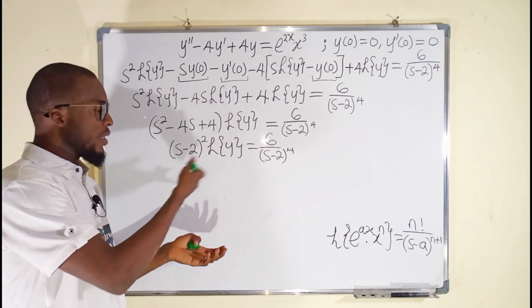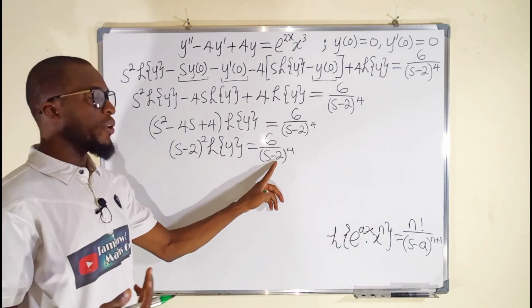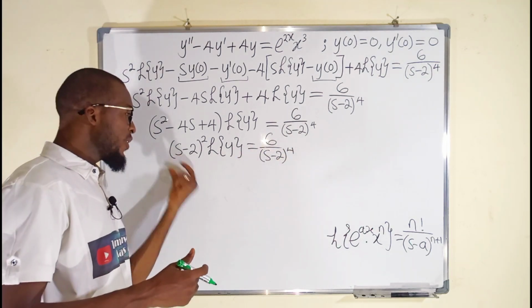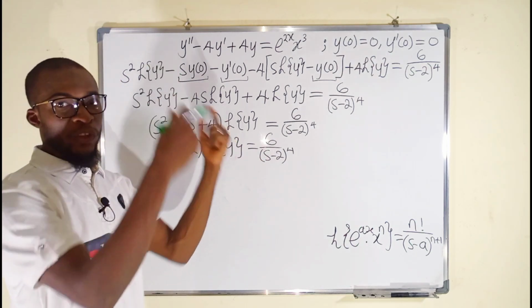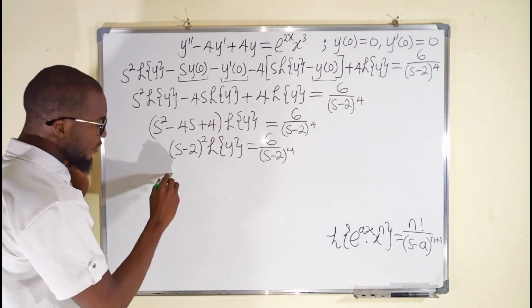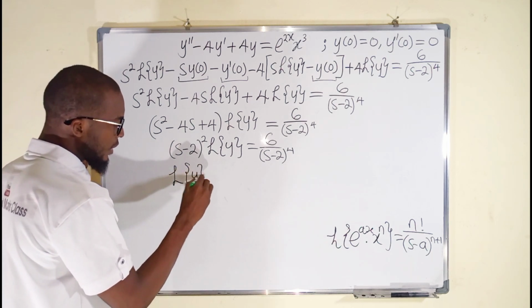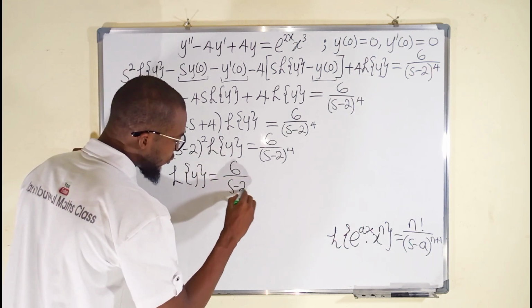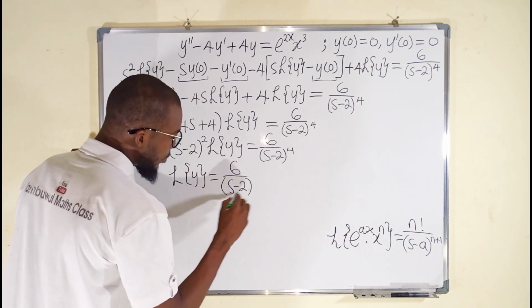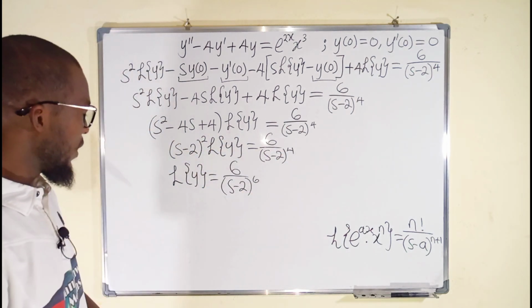Let us bring the Laplace transform to the left. Let us divide both sides by (s minus 2) to the power of 2. Already this is (s minus 2) to the power of 4. If you divide, it will multiply the denominator. We have powers 2 plus 4 equal to 6. Therefore, to the left hand side, we have the Laplace transform of y equals 6 divided by (s minus 2) to the power of 6, because 2 plus 4 is equal to 6.